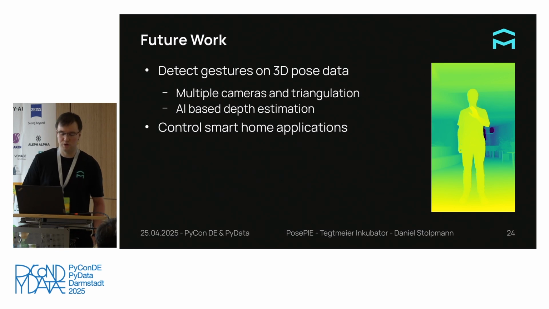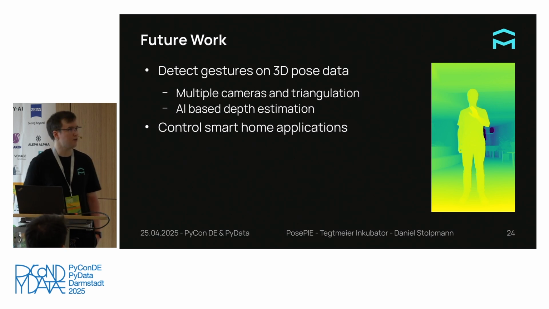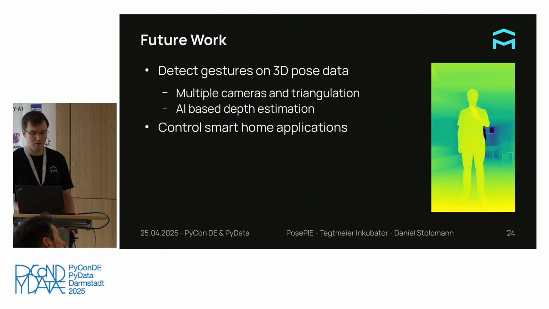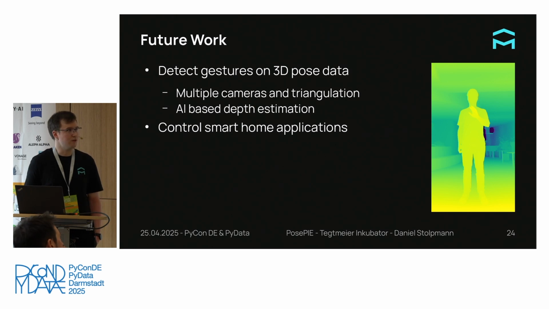So in future work, we want to extend the pose detection also to 3D pose data. There are some 3D pose models for it, but we can also use multiple cameras and then do triangulation between the detected key points to build a 3D representation of the skeleton. Or we can use AI-based depth estimation. This you can see on the right-hand side. There we run the Depth Anything model on the image. And you can see the hand is a bit more yellow than my body.